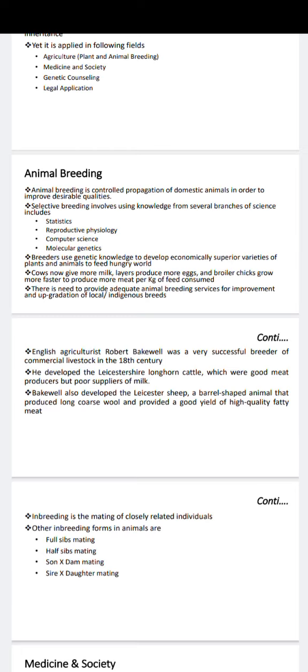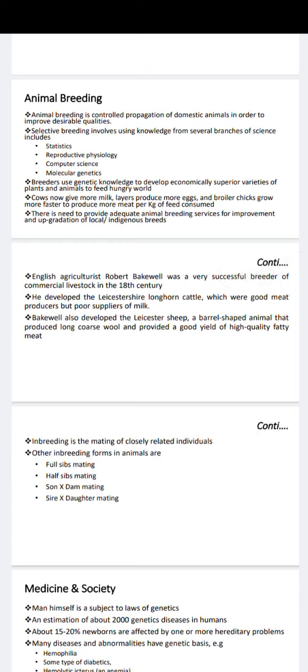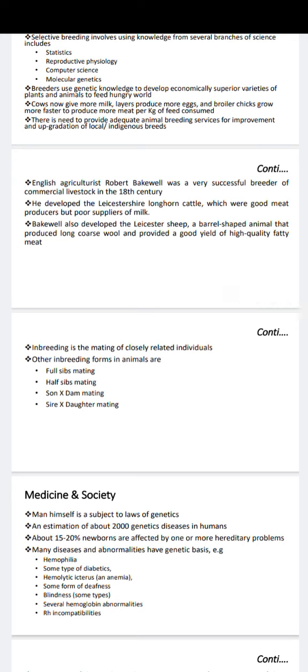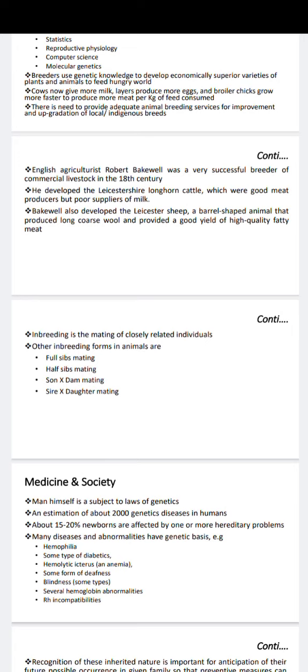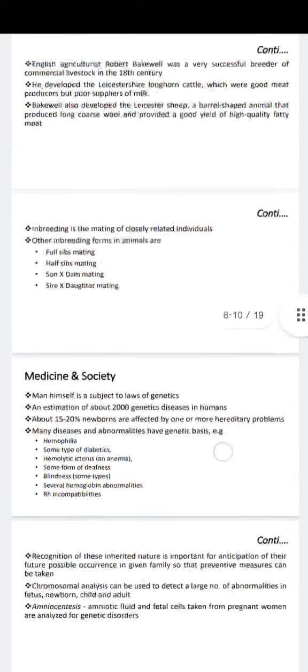Application of genetics. The primary objective of genetics is to understand the fundamental process of inheritance, yet it is applied in the following fields: agriculture and plant and animal breeding, medicine and society, genetic counseling, legal application, animal breeding. Animal breeding is the controlled propagation of domestic animals in order to improve desirable qualities.